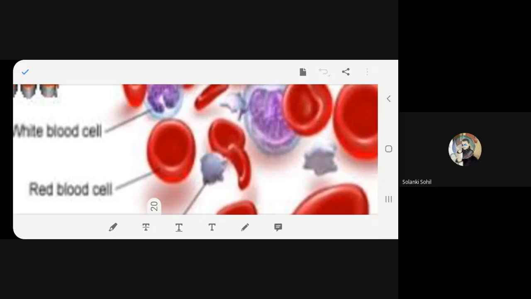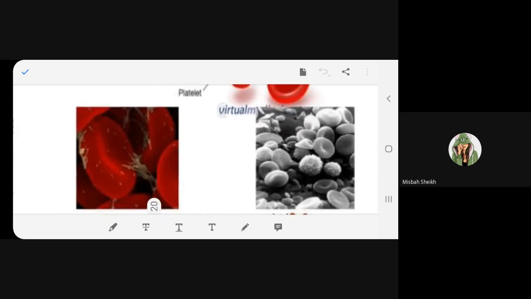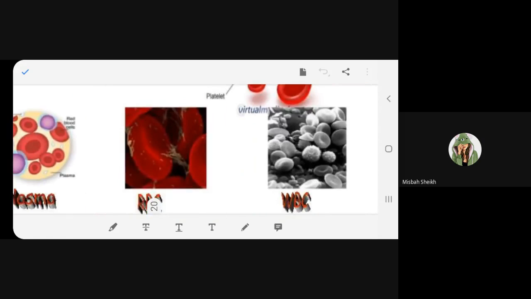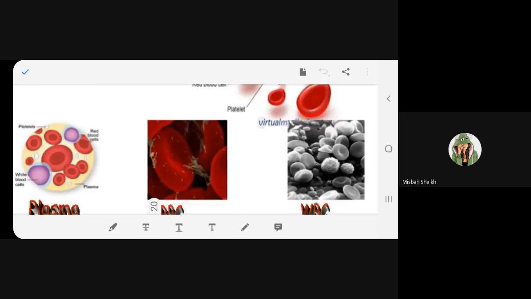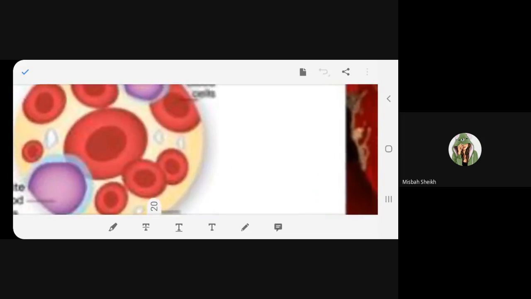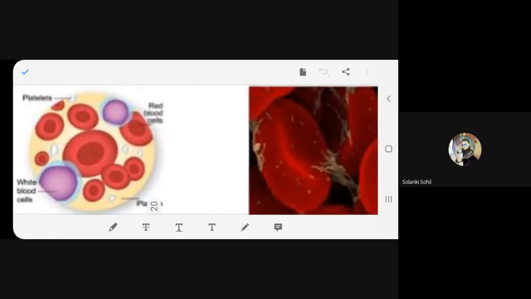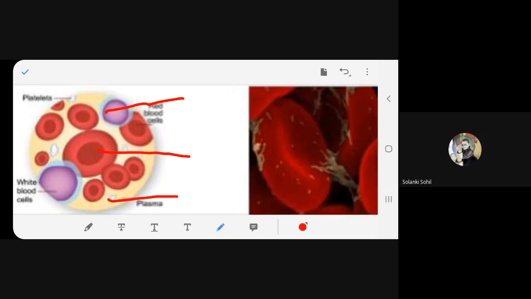Any problem, beta? Okay. Fine. Again, I'm showing you. This is RBC. You agree with me? Yes, this is RBC. Okay. And this is plasma. Yellow colored, you can see. Yellow color is plasma. Now, plasma has got RBC. It has got WBC. It has got platelets. Now, this is RBC. This is WBC. And these are the small ones. The white color ones are platelets. Any problem? And the yellow color one is plasma.